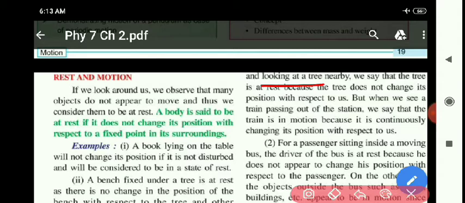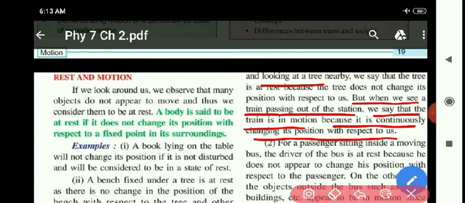When a train comes and stops at one place where we board the train, that is known as a platform. If we are sitting on the platform waiting for the train and we look at the tree, what happens? The tree is at rest because it is not moving. But when we see a train passing out of the station, we say that the train is in motion because it is continuously changing its position with respect to us.